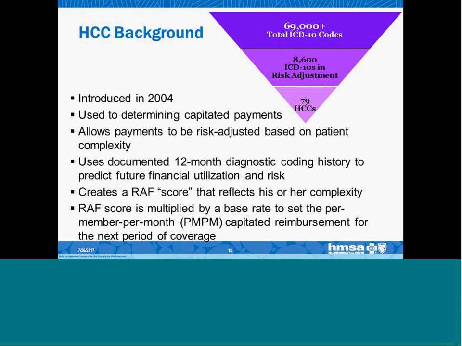The HCC codes allow payments to be risk adjusted based on patient complexity. The methodology uses a patient's documented 12-month diagnostic coding history to predict future financial utilization and risk. So in other words, it creates a risk adjustment factor or score for a patient that reflects his or her complexity. The score is then multiplied by a base rate and set to a per member per month capitated reimbursement for the next period of coverage, which would be the following year.